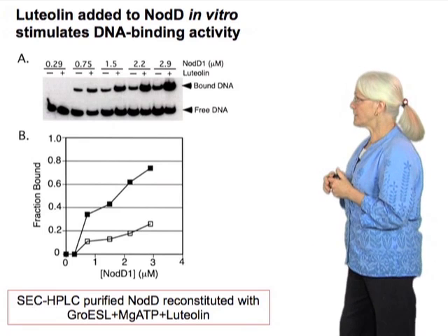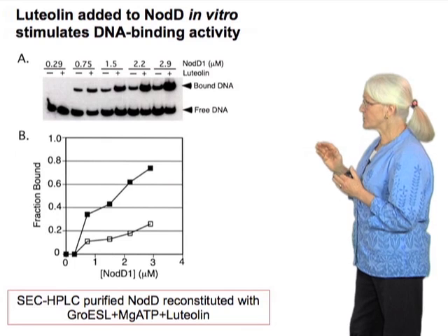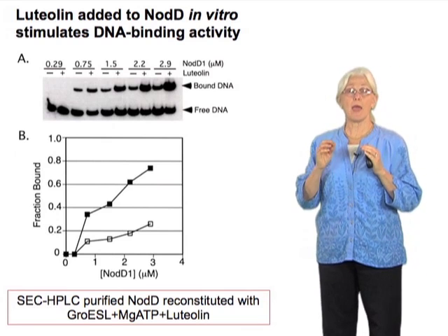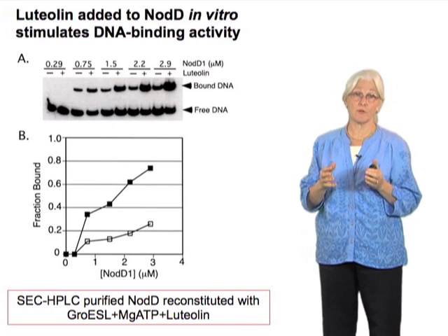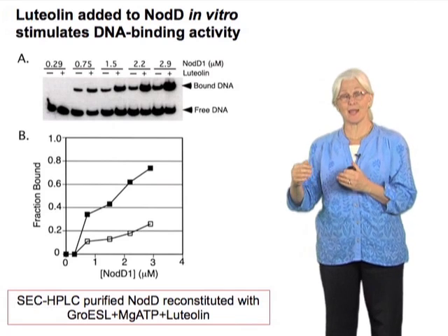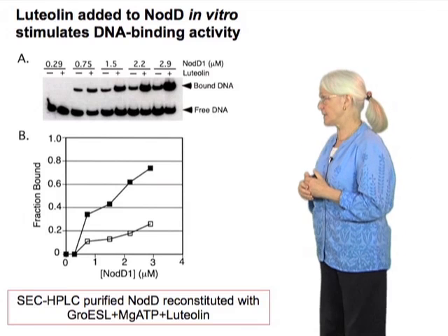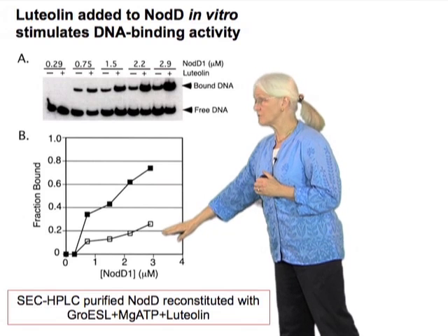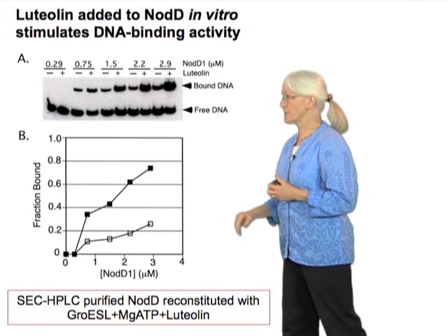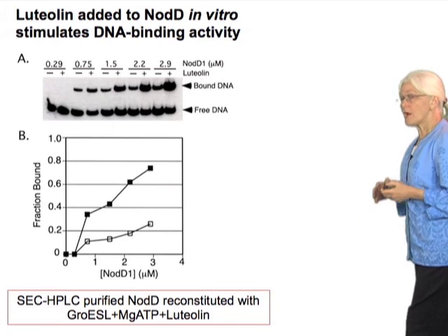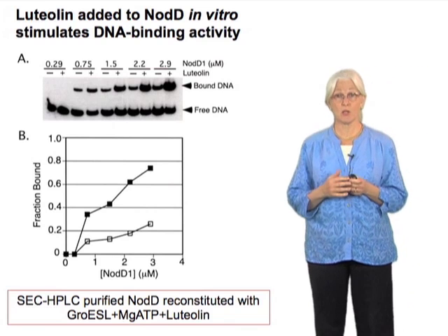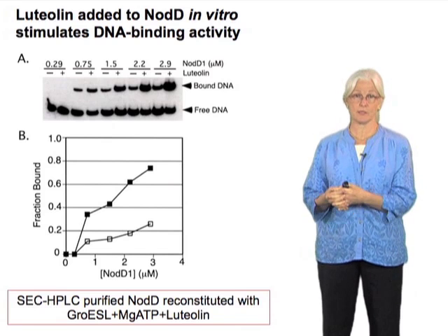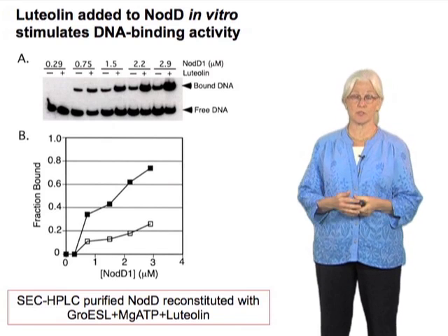So what we've got here then is a demonstration that in the presence of chaperonins and in the presence of the flavonoid inducer, again we see enhanced ability of NodD to bind to DNA. And that's quantified here. If you look at the fraction bound, absence of luteolin in the incubation mixture, presence of luteolin. Now, this was exciting to us because we were starting to get at the question of how the flavonoids affect the bacteria's ability to express genes.